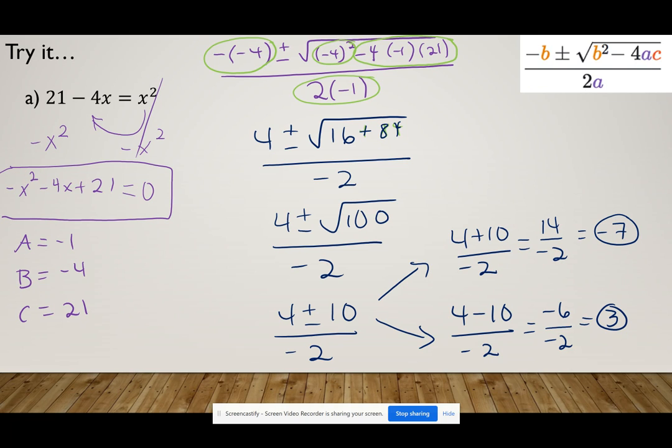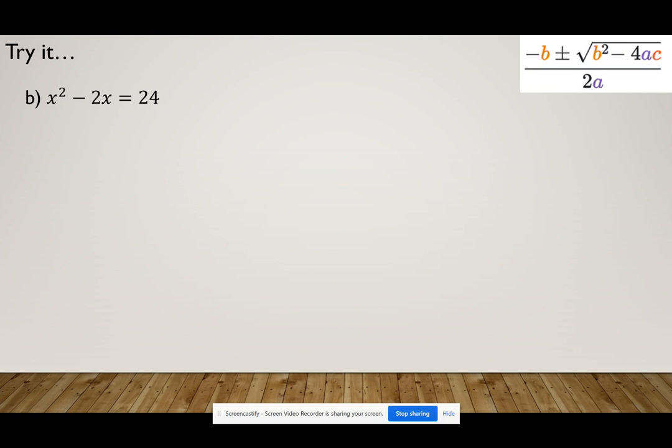Okay, if you want to double check and see if you got this correct, you could take either one of those numbers and plug them in for x in the original, or you could graph this on Desmos and see where your x-intercepts are. They should touch it at negative 7 and 3. Okay, here's try it number 2, or part B. So I'm going to go ahead and pause for a second. If you want to pause the video, try this one on your own, and then review the answers.